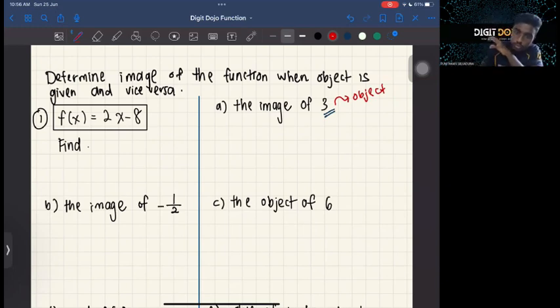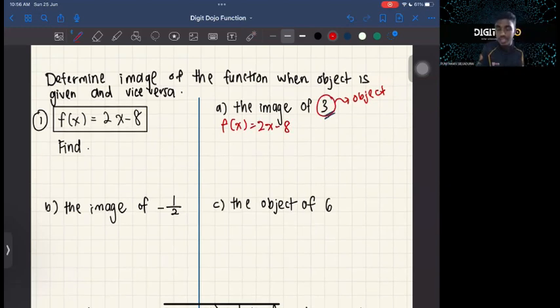So 3 is the object, recall what I told you: x is the object. In this question, f(x) equals 2x minus 8, so this 3 is the x. You have to substitute that at the x place: 2 times 3 minus 8. You are going to find the image, which is the f(x). 2 times 3 is 6, 6 minus 8 is negative 2. So the image of 3 is negative 2.